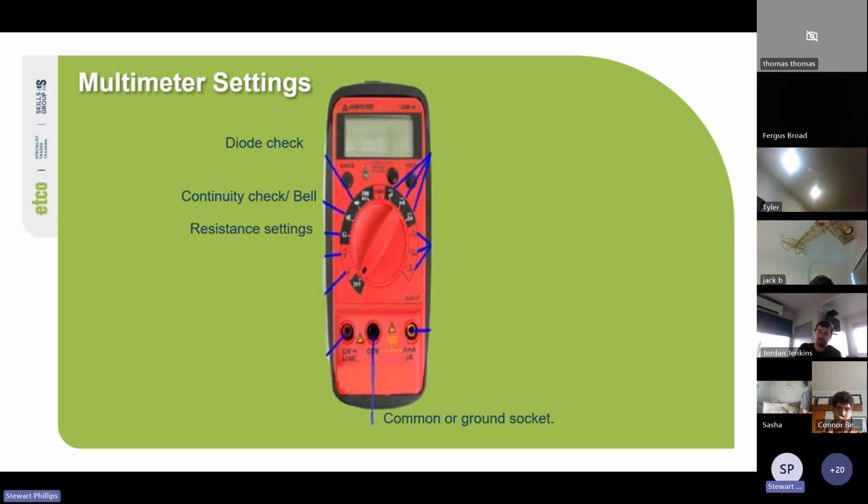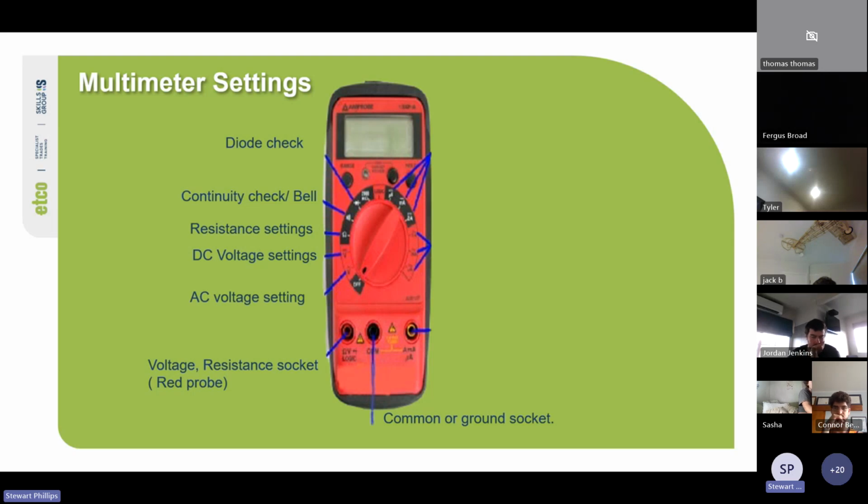So your resistance setting, so that's your ohms, so it'll give you an accurate resistance reading. Your DC voltage setting, so you have to select DC voltage when you're wanting to check DC voltage. Some multimeters, like I think the Fluke T5 and T6s, will automatically switch between AC and DC. And you got your AC voltage setting there on this particular model.